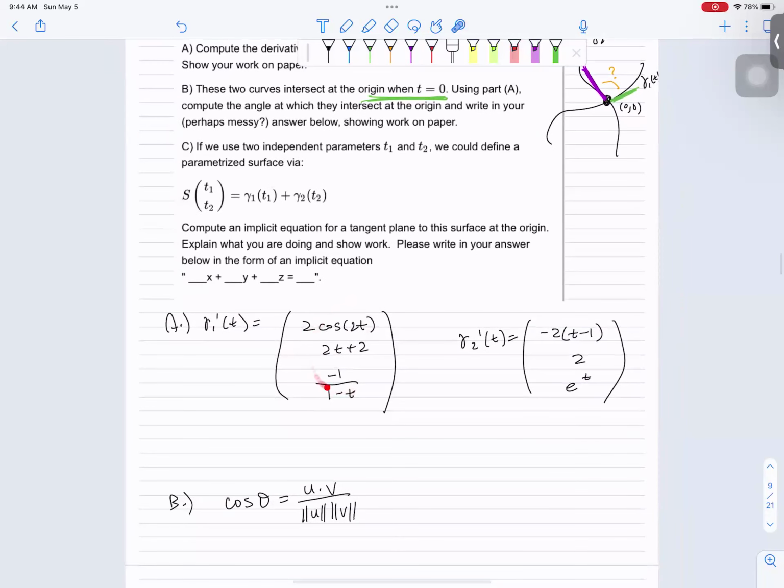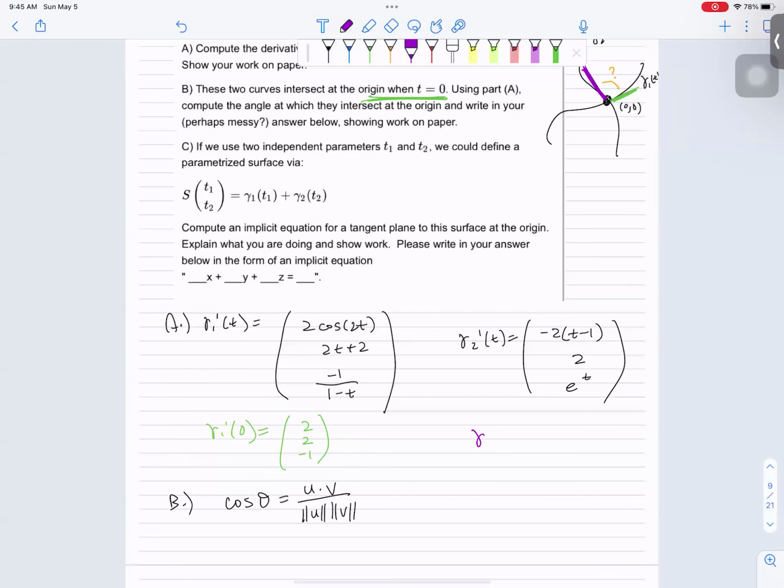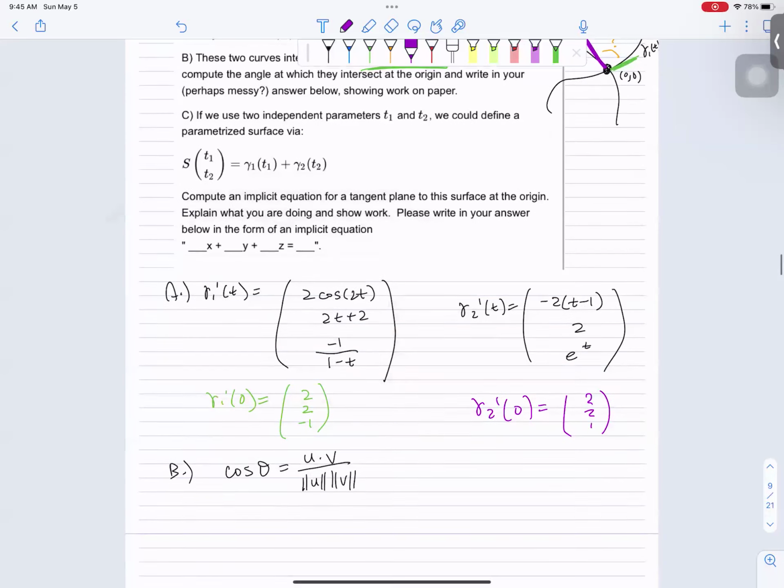But my derivatives have variables in them. How do I get actual numbers? Well, they tell me that they intersect at the origin. So I can plug in t equals 0 and see what I get. This vector is 2, 2, negative 1. Let me actually follow my color scheme. And if I plug in 0 here, I get 2, 2, 1.